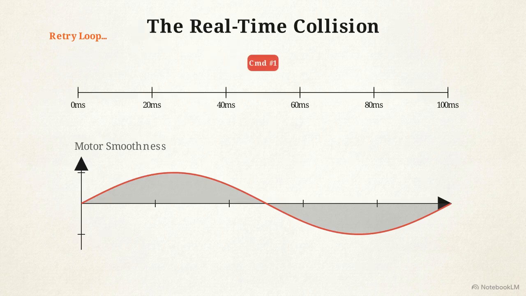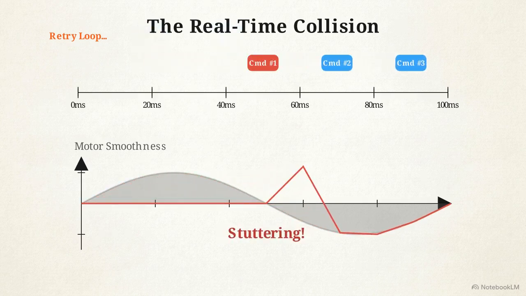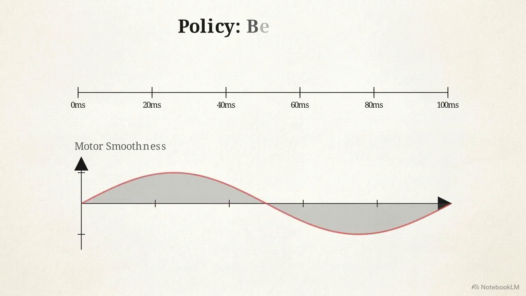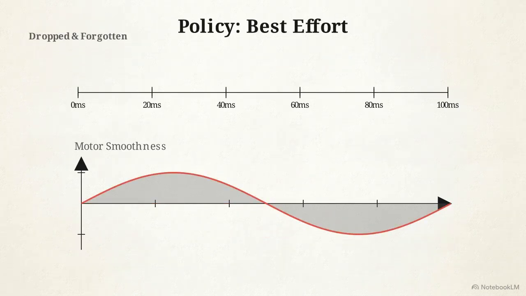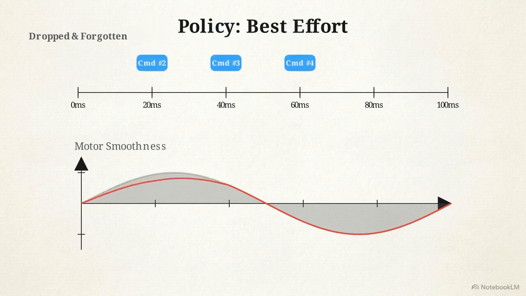For a motor command, a dropped packet triggers a retry loop. Arriving 50 milliseconds late, it's obsolete, pushing subsequent packets out of alignment and causing stuttering. Switching to a best effort policy fixes this. Dropped packets are forgotten, perfectly preserving the 20 millisecond schedule.